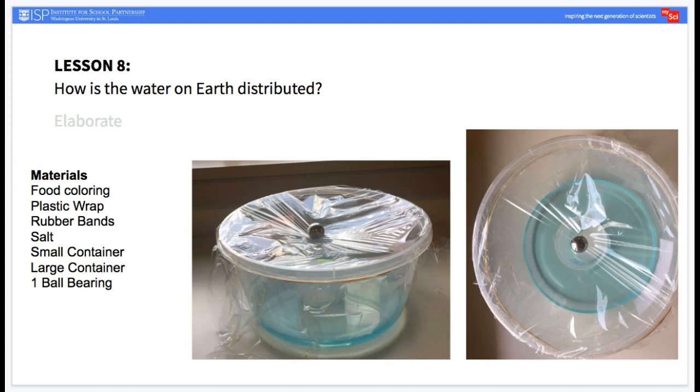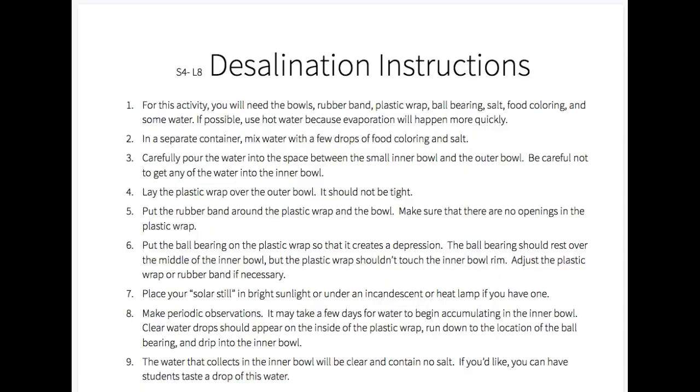In the Elaborate portion of this lesson, students will develop a model of desalinization depicted in the pictures. This model works by causing water to evaporate and precipitate in a closed system using energy from the sun. The instructions to construct this model are found in the teacher pages. Using the model, students will explain that desalinization removes salt from water through the process of evaporation. This process can be used to produce drinkable water from seawater.